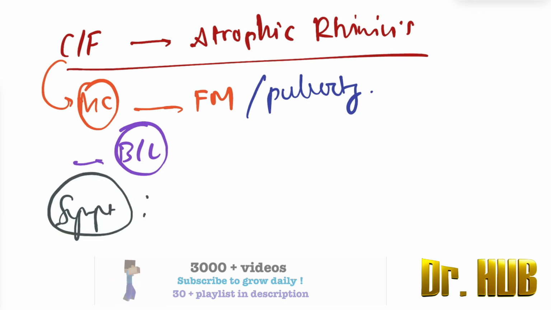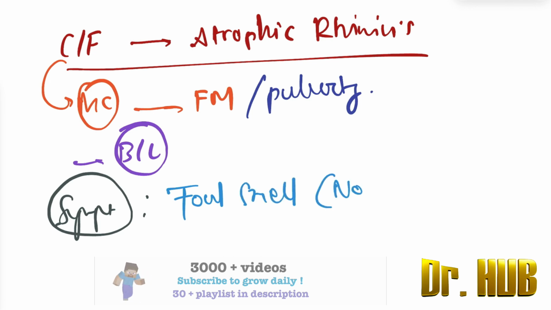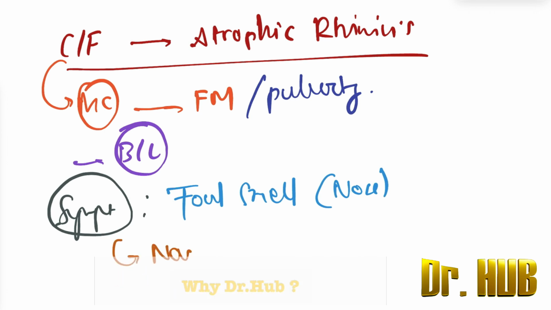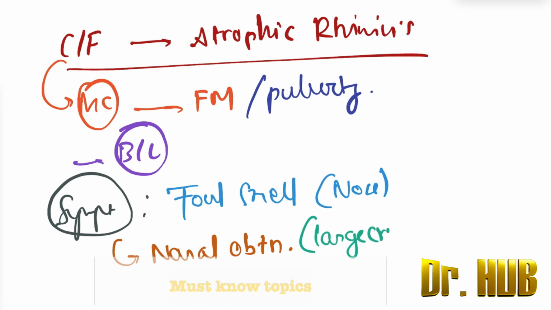The symptom is that it is foul smelling. There is a foul smell from the nose. Next there is nasal obstruction. There is presence of nasal obstruction in spite of roomy chambers, due to the large crust filling the nasal cavity. So there is presence of large crust which fills the nasal cavity.